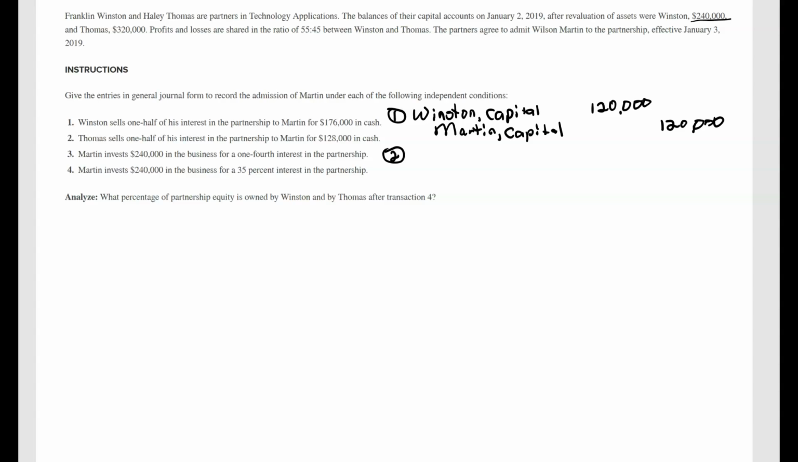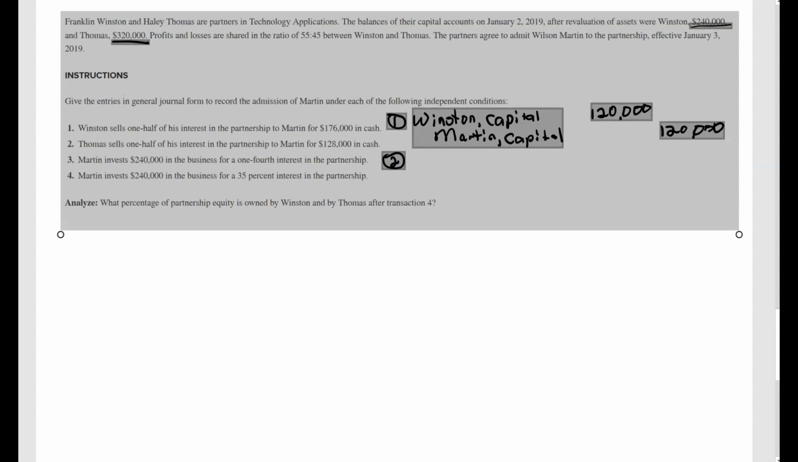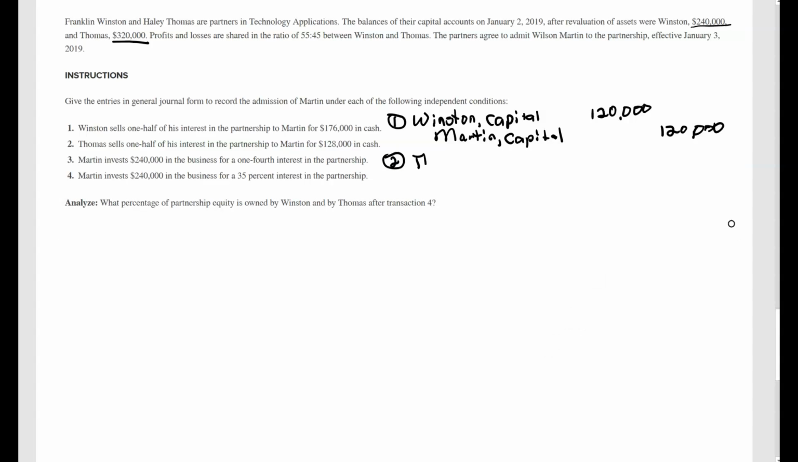Again, the $128,000 is irrelevant. We're only looking at what portion of the partnership we are taking from Thomas to Martin. Thomas has a balance of $320,000 in his capital account. Half of that is $160,000. So we're going to do the same thing, but instead of Winston, it's going to be Thomas. And we're going to give that half to Martin.